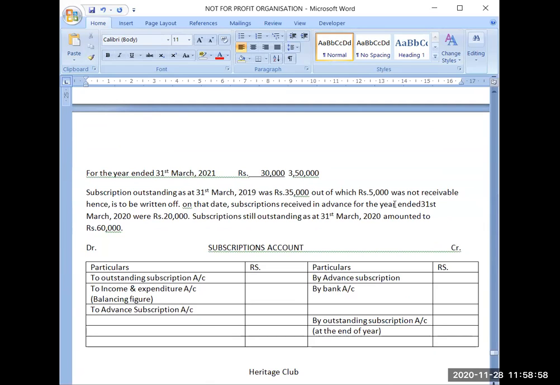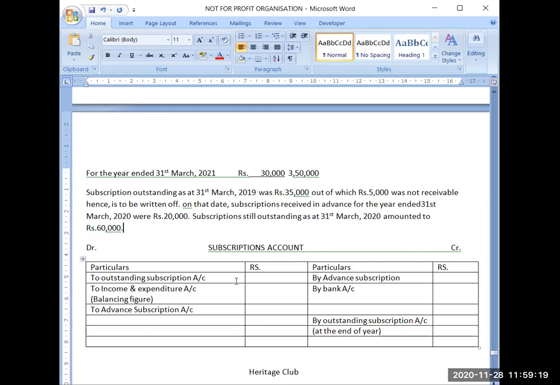Then subscription received in advance for the year ended 31st March 2020 were rupees 20,000, that was received last year as advance. Subscription is still outstanding as at 31st March 2020. Now I will tell you one more concept. Please focus on this concept carefully.